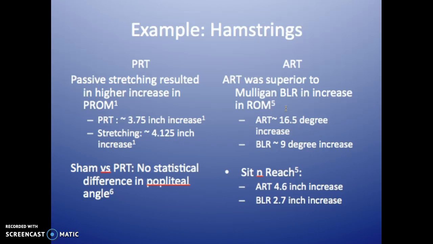But overall, the clinical bottom line is that in the hamstrings, to increase flexibility using the sit and reach test and popliteal angle, we are seeing that active release technique is going to increase that flexibility just a little bit more. And it may not be statistically significant, again, since these are two different articles and they didn't compare them directly, but the cool thing is that we do see that increase, and it's something that we can take into our clinical practice, and maybe that 1 degree, or that 1 inch reach, is really going to make the difference between injury and non-injury.